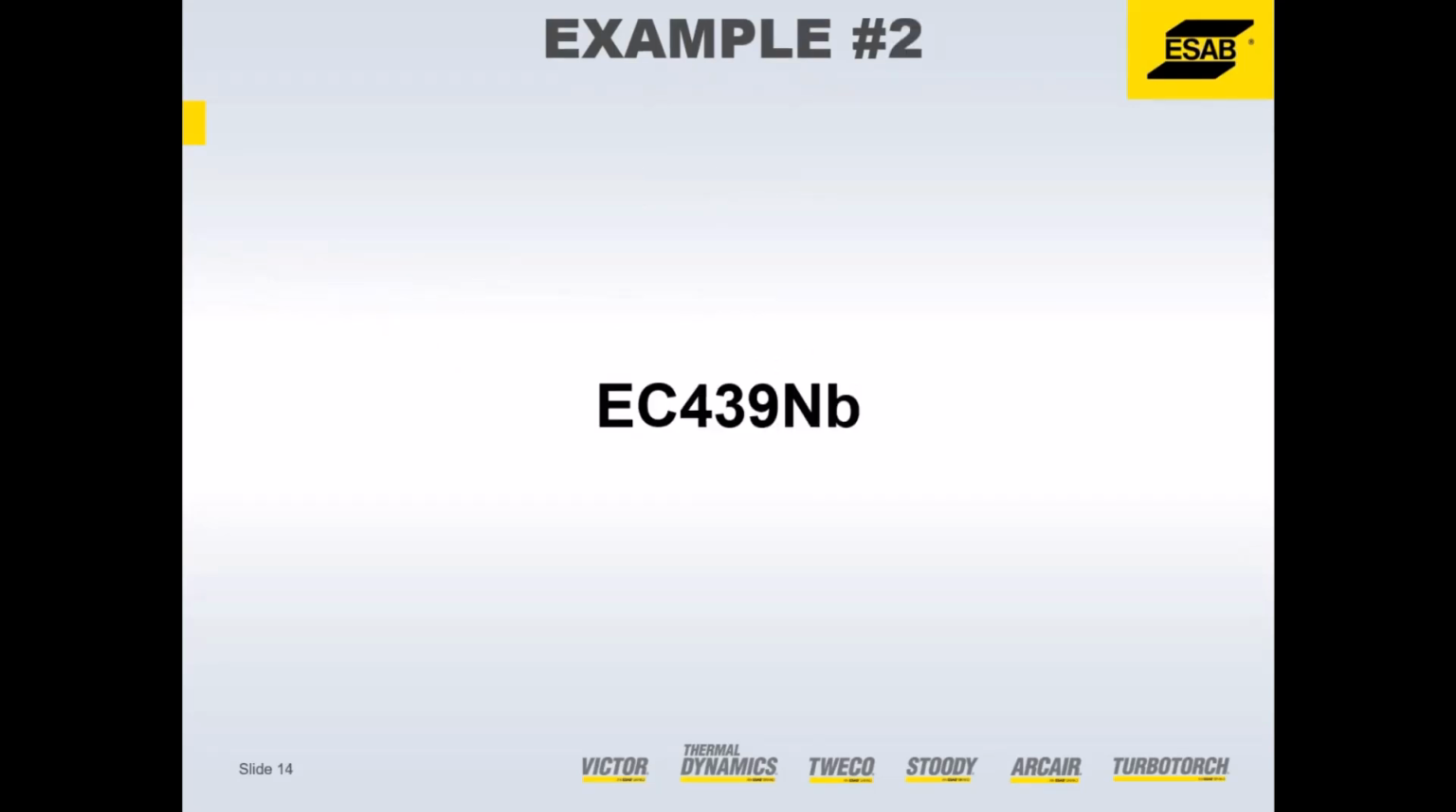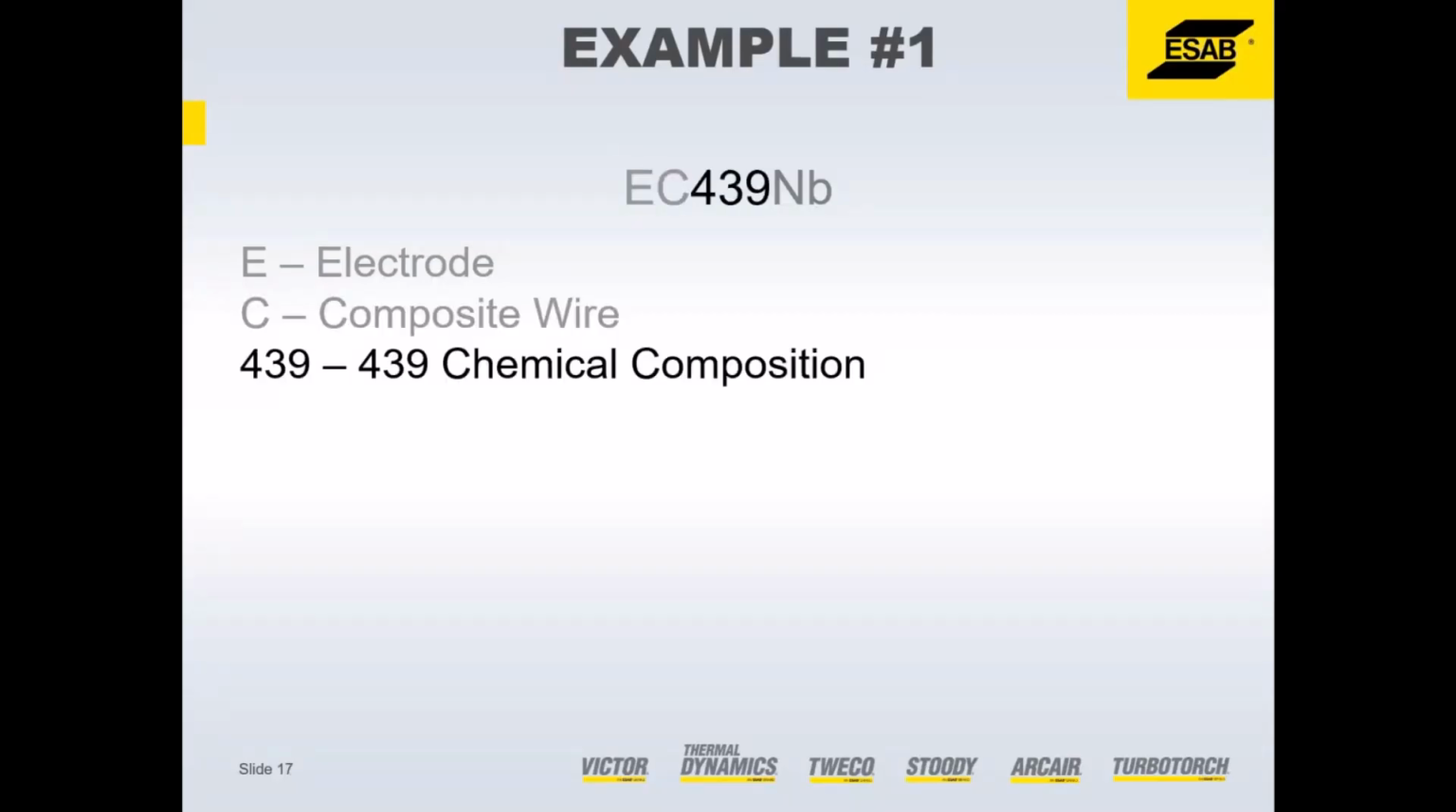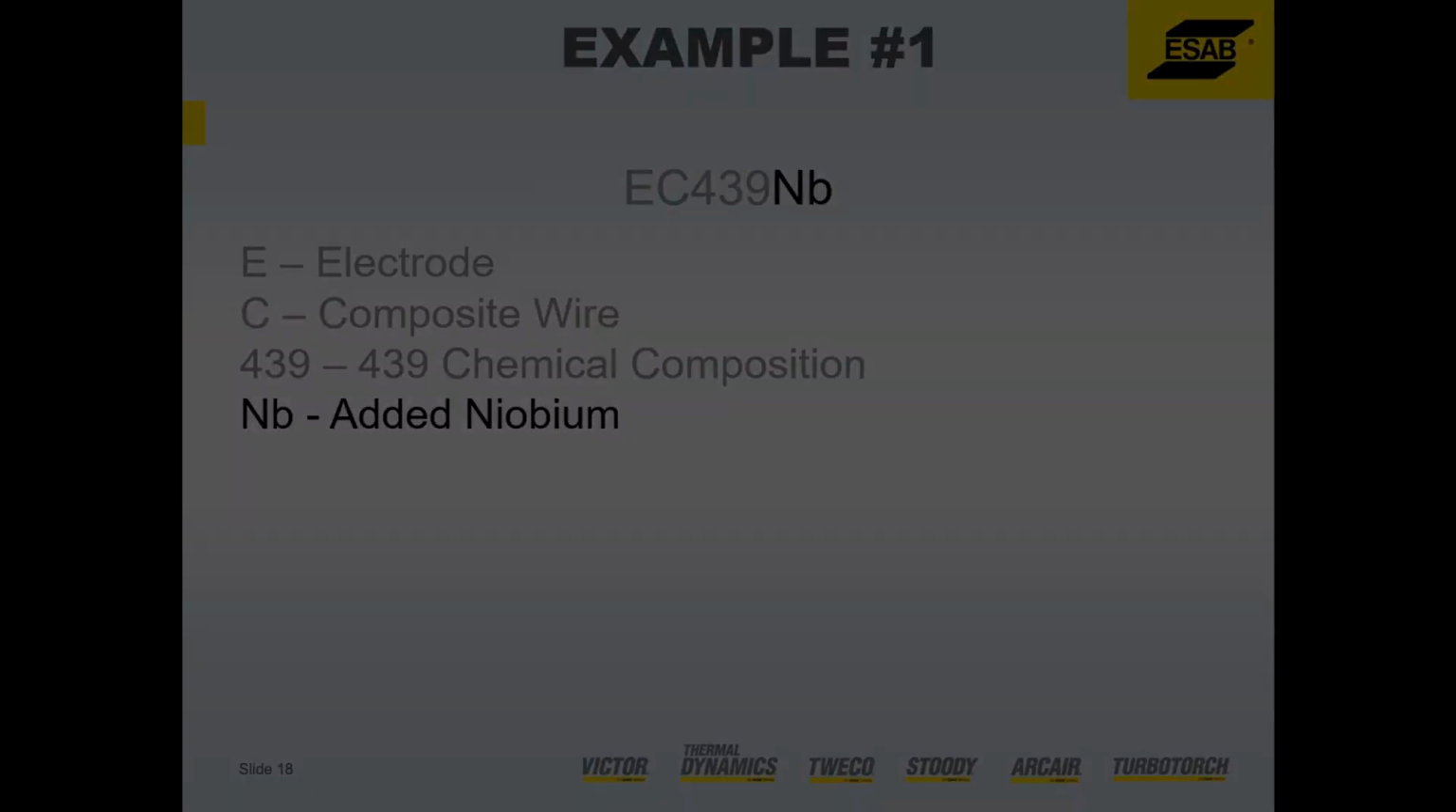And we can use a 400 series as another example. So it's an electrode, it's a composite wire, so a cored wire. It's a 439 stainless composition with additions of niobium. So that's how you break down these different filler metals, and then all of the grades are listed in the relevant AWS specification.